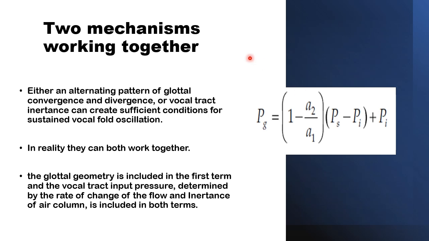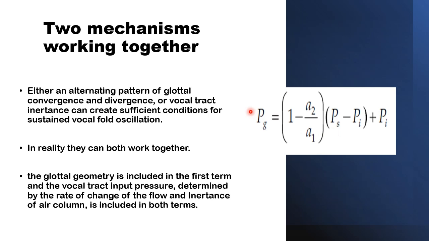So we have been through these two mechanisms, convergence and divergence, and the inertia of the supraglottal air column, to try and explain why the vocal folds can self-sustain oscillations. Back to the equation, we have seen that there are two entities. One of them is the pressure in the supraglottal vocal tract, which is dependent on the inertia and on the change in the glottal flow rate, and the other entity is dependent on the convergence and the divergence of the glottal canal entry and the difference between the subglottis and the supraglottis pressure.